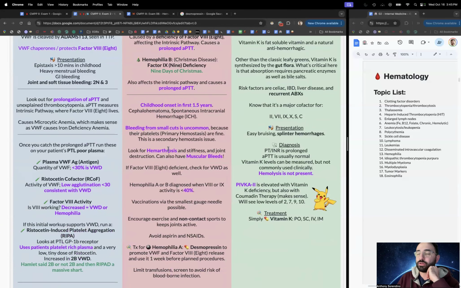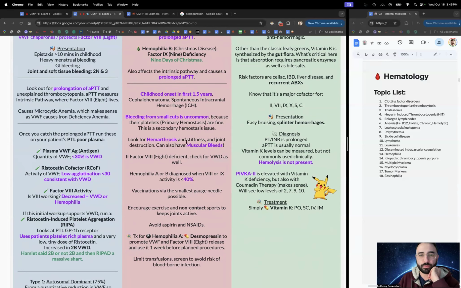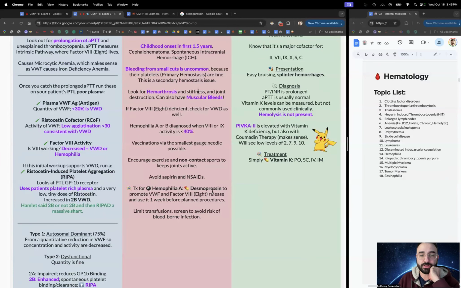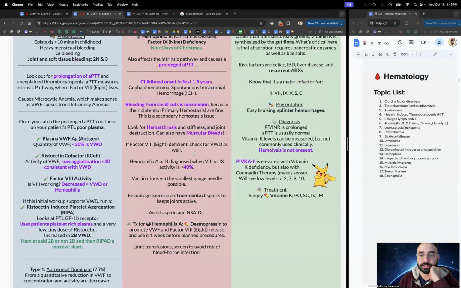You always want to look, because remember we were talking about platelets and more superficial bleeds. This is going to be hemarthrosis, muscular bleeds. Look for a kid running around the playground who has bleeding inside his knee and ecchymosis. Treatment here also is going to be desmopressin. That's good to know, I actually totally forgot about that. Avoid aspirin and NSAIDs, and avoid non-contact sports.